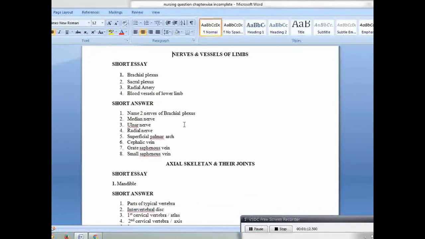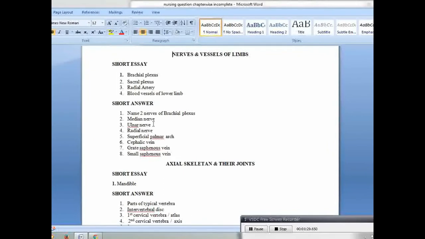Short answers are name two nerves of brachial plexus. So you need to mention any nerves like ulnar nerve, median nerve, anything. Here the second question is median nerve. Here you need to mention about the formation of median nerve and the branches of median nerve like anterior interosseous nerve, which muscle it supplies.